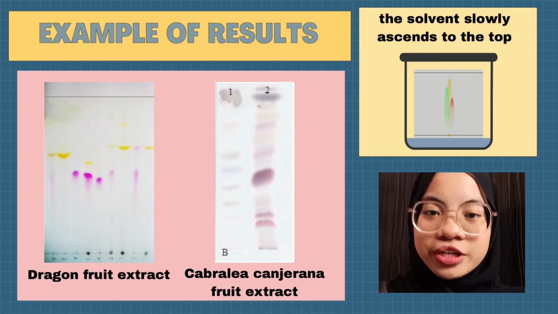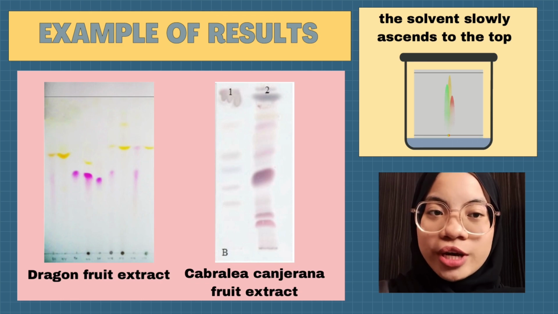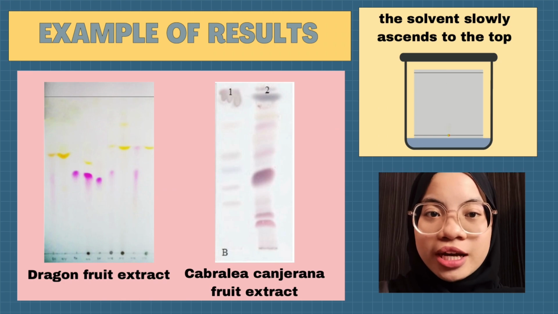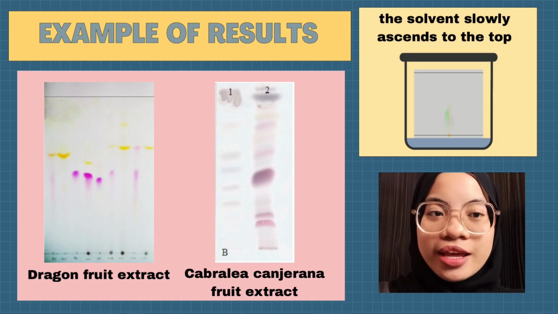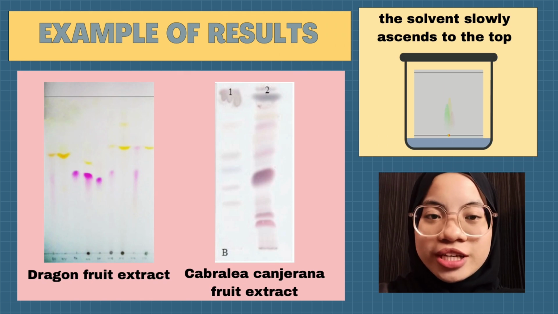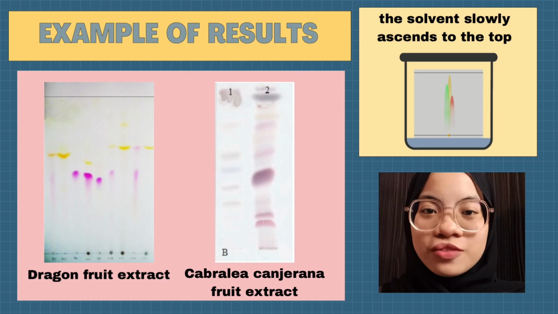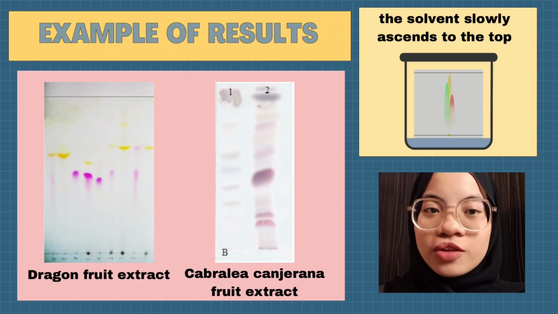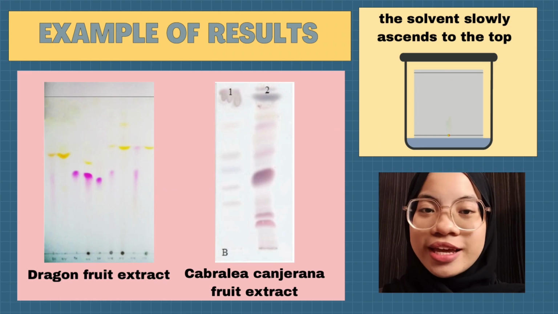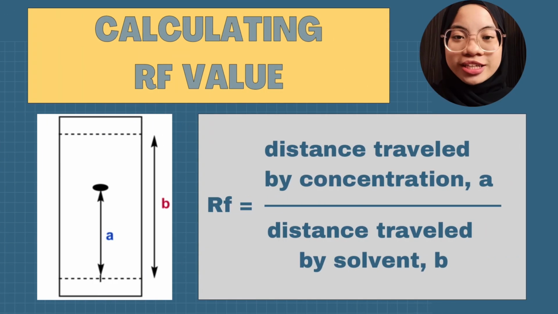The first one you have here is dragon fruit extract, while the second one is a fruit called Carbalia cangerana. This Carbalia cangerana fruit is a type of berry that is commonly found in Brazil. As you can see on the top part, is an illustration of the movement of solvent during a chromatography process. The solvent will slowly ascend through the TLC plate to the top. As for calculating the RF value, it is calculated by the formula RF equals A over B. A stands for the distance traveled by the concentration, while B stands for the distance traveled by the solvent.